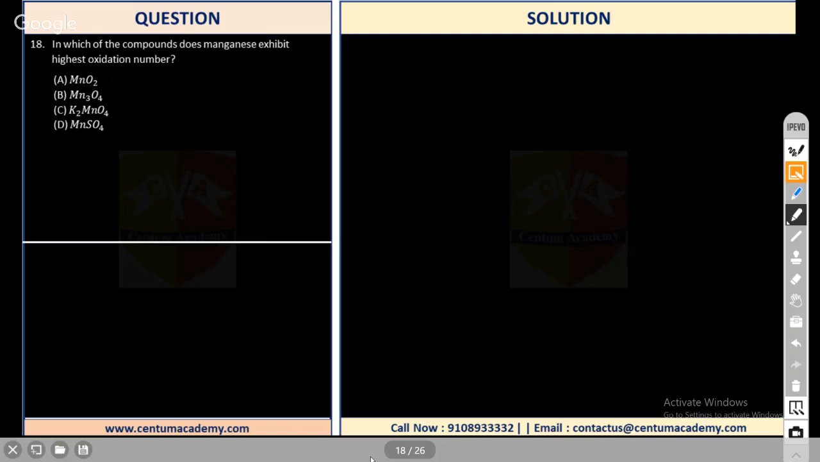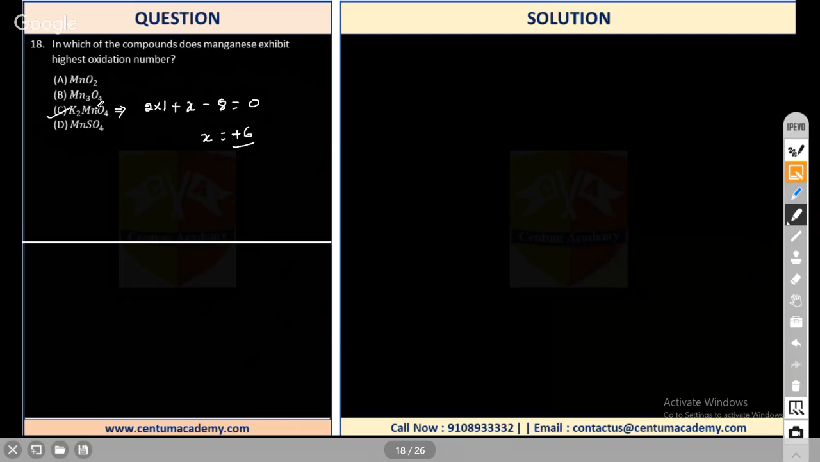Right? So the highest oxidation number, if you have to find out, will be in KMnO4, which is 2 into 1 plus x minus 8 is equal to 0. So x is equal to plus 6. Option C.